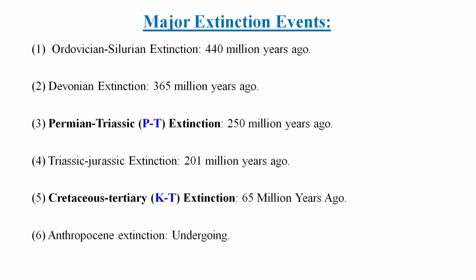Then you also have the Triassic-Jurassic extinction that happened about 201 million years ago. Then again a major mass extinction event, the Cretaceous-Tertiary, also referred to as the KT extinction, at about 66-65 million years ago. And the sixth one, which is presently undergoing, is the Anthropocene extinction. We will be also dealing with that.